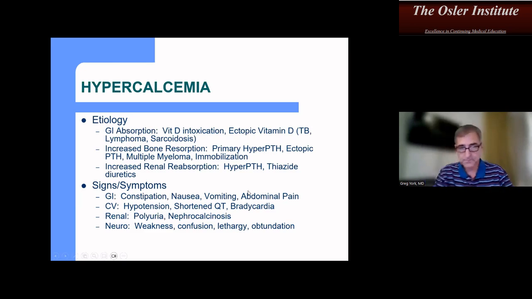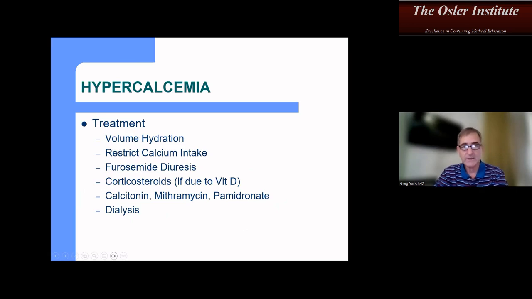Signs and symptoms are stones, bones, groans, and psychogenic overtones. That's the mnemonic for this. Okay, so you can get abdominal pain and constipation. You can get shortened QT intervals on an EKG. You can get weakness, lethargy, etc. from a neurologic standpoint. How do we treat it?